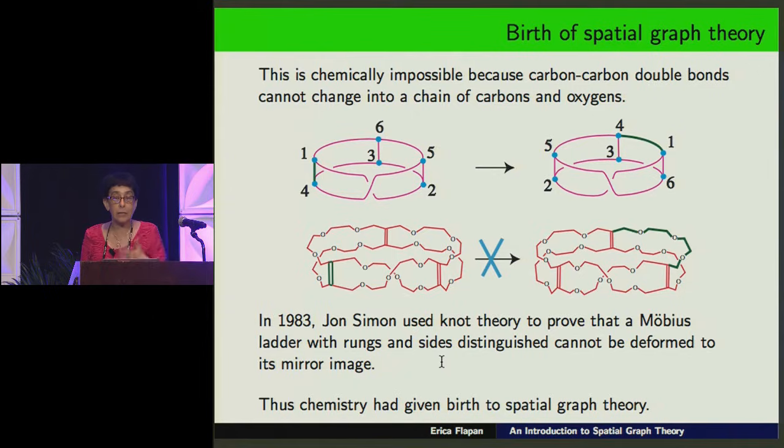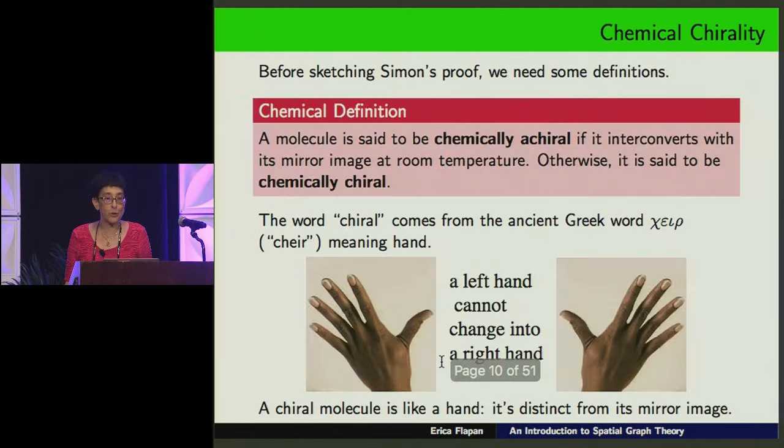And I'm going to give you a sketch of that proof in a second. And this is what's considered to be the birth of spatial graph theory from the point of view of chemistry. So here, chemistry gave birth to spatial graph theory. But now let's go on to try to understand how Simon did this, but first we need some definitions.